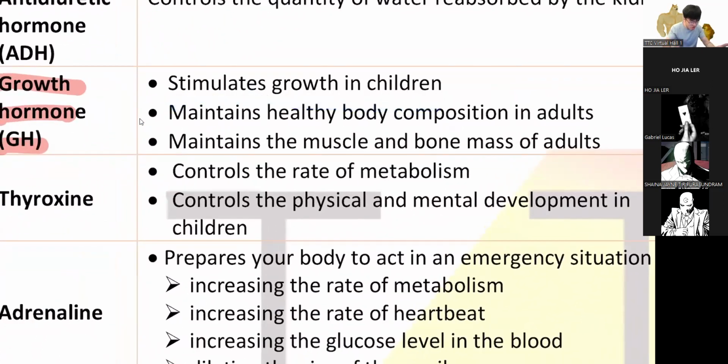Anyway, so as you can see, they stimulate growth in children. So you produce a lot of growth hormone when you're young, and it maintains healthy body composition in adults. What does it mean by body composition? When you are young, you have a lot of muscles and very little fats, right? And as you grow older, even though your weight doesn't change, you are the same 60 kg, your body composition changes. You have less muscle and more fats now. This is why you look better when you're younger, because you have more growth hormone.